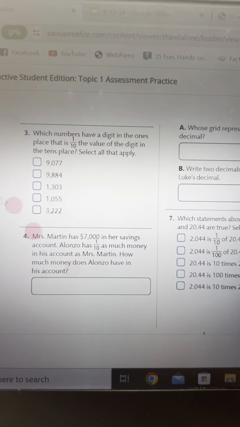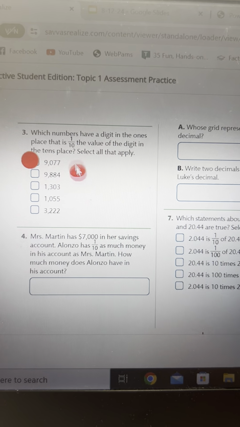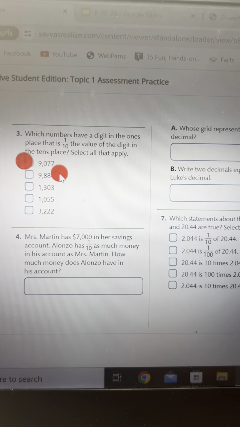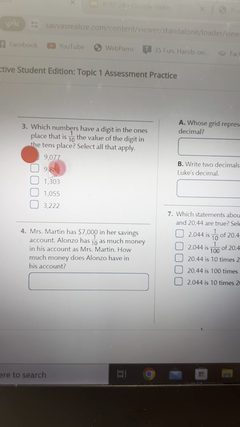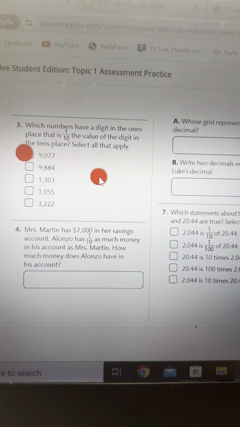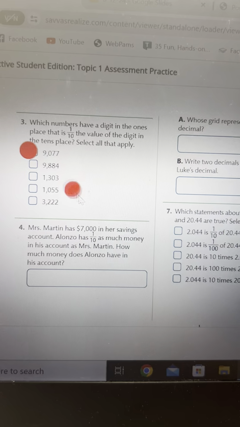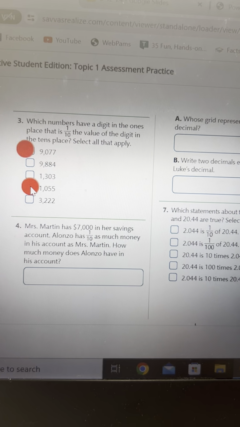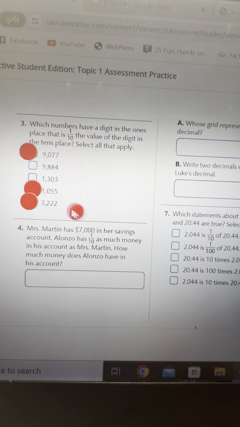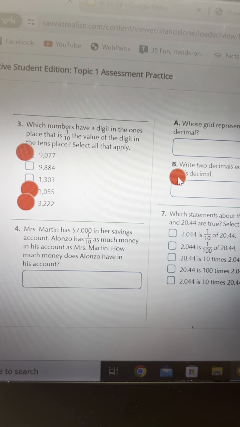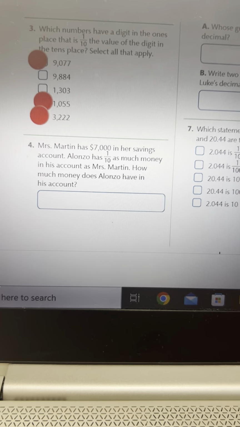Okay, that means we're gonna mark this one because the two 7s are next to each other. So the first 7, you multiply times 10, you'll get 70. 7, 7. Okay, you can't do this one because they were talking about 1s and 10s. The two 8s are in hundreds and tens, not 1s and 10s. We're gonna mark the 1055 because of the two 5s, and then we're gonna mark the last one because of the two 2s. Okay, yay! All right, number 4.